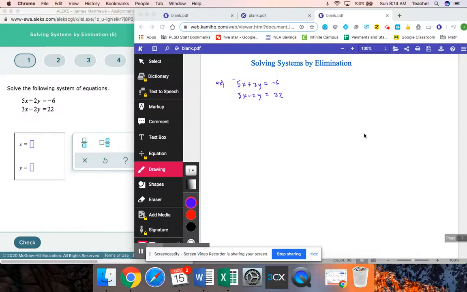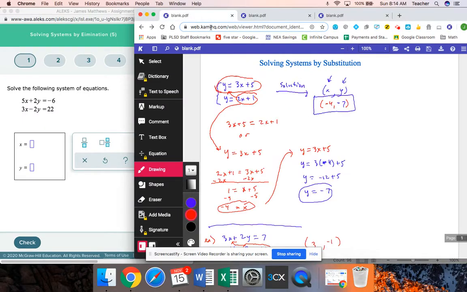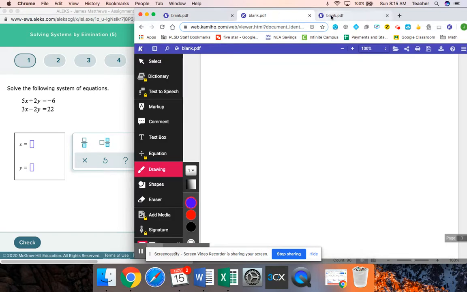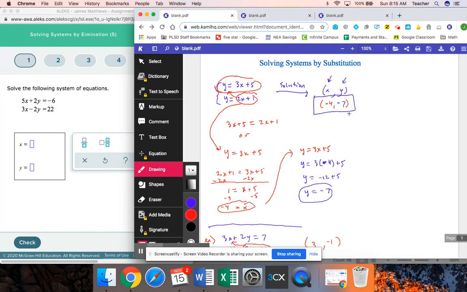All right, in the last video, we talked about solving systems of equations by substitution, because we could do it by graphing, but sometimes when we try to graph it, it's not exact and it's kind of hard to see where the actual solution is. Remember, the solution is a point. So we need to make sure that we have a way to do it algebraically.